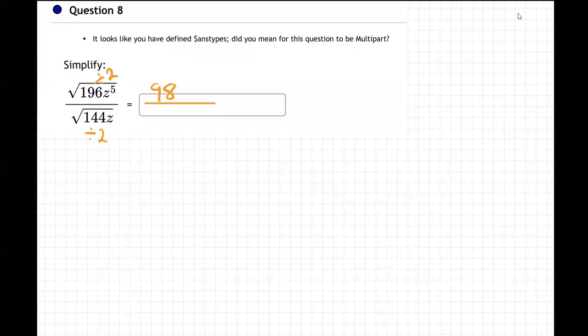98. Right, 180 and 60. And the bottom, half of that is 72. And the powers will subtract, won't they? Z to the 5th, take away Z to the 1 on the bottom. That leaves Z to the 4th.